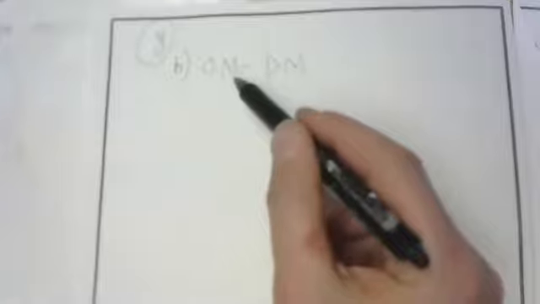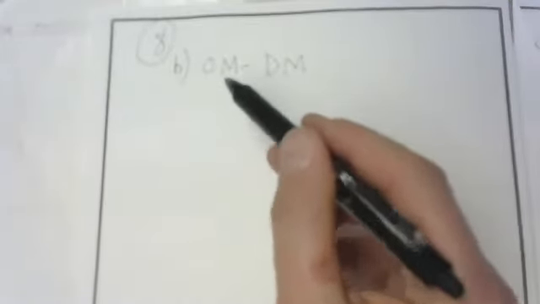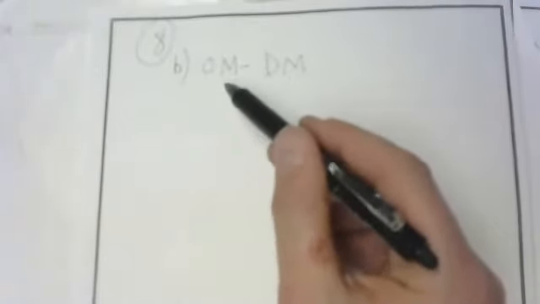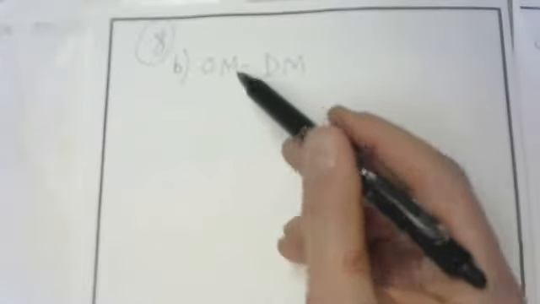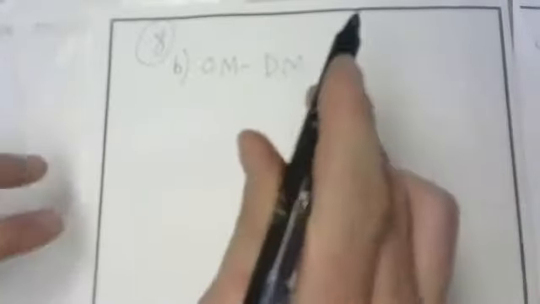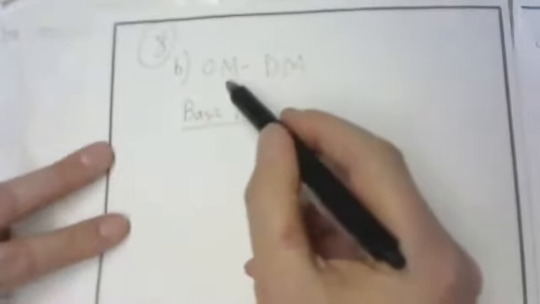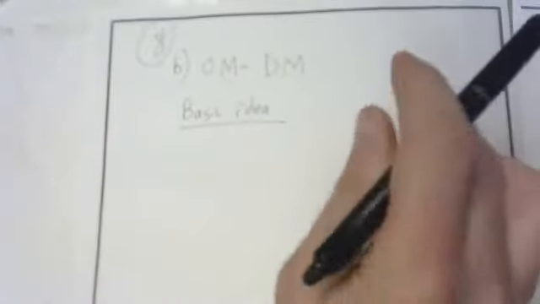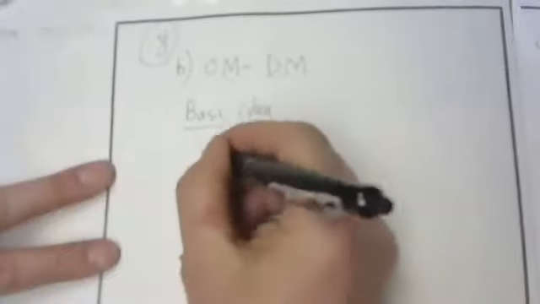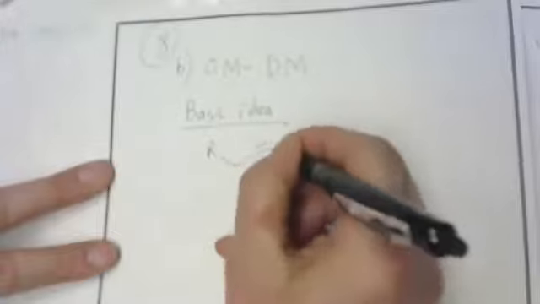All right, OMDM. What does the M stand for? Metal? Which metal is it? Mercury. All right, good. So this is the basic idea. OMDM is oxymercuration, demercuration. Basic idea. Alkyne.